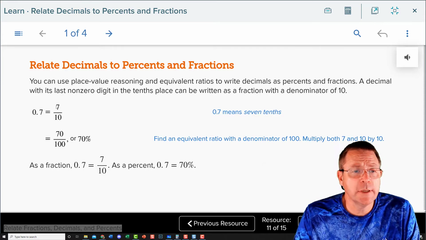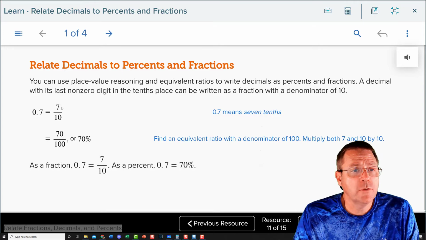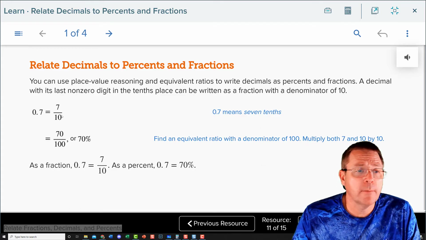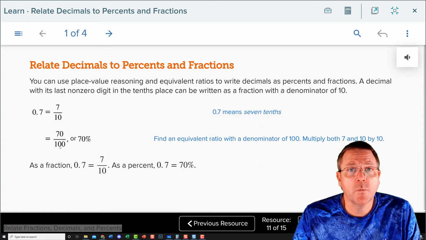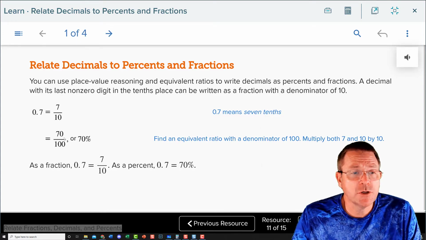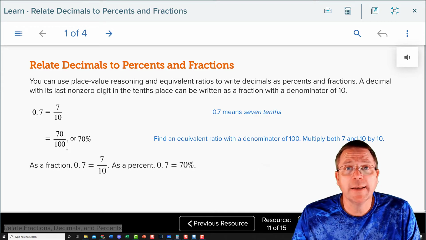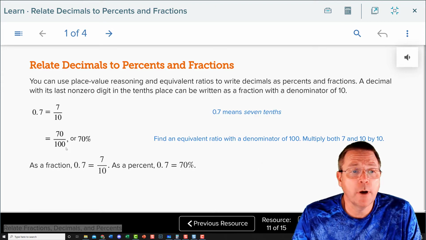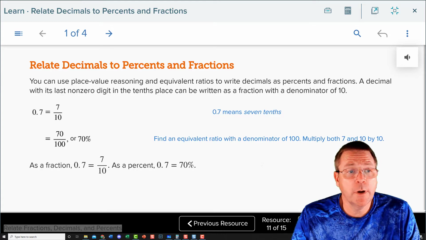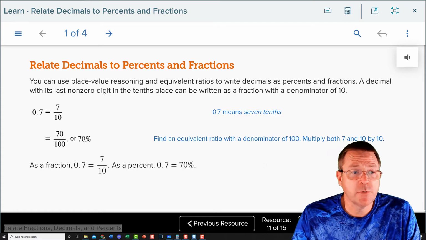Well, to make 7/10 into 100, all you have to do is put a 0 on top and bottom. Essentially what you're doing is multiplying the top number and the bottom by 10. 7 times 10 is 70, 10 times 10 is 100. But we do allow you in math to acknowledge that you can just put a 0 on the end of both and it doesn't change the overall value of the problem. So now we have a ratio comparison of some number to 100, 70 to 100. That is also known as 70%.